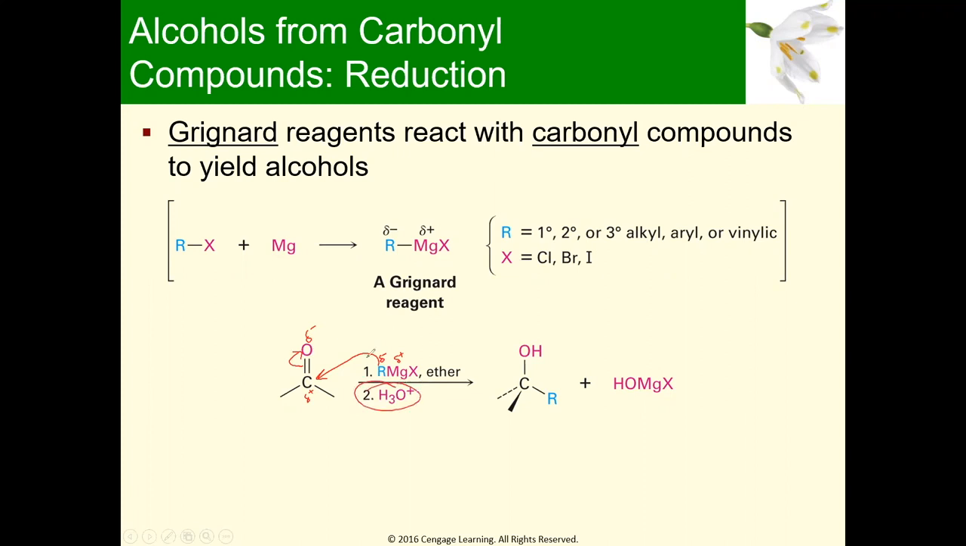And then in the second step, just like before with the reduction, you add acid, and that gives you the hydrogen. It protonates the alkoxide. But the key here is that what you've done is you've used that carbonyl to introduce another carbon-containing group into the product. So that's why it's used a lot. That's what you can do with a Grignard reagent to make an alcohol out of a carbonyl compound.